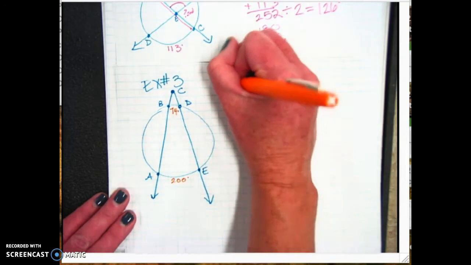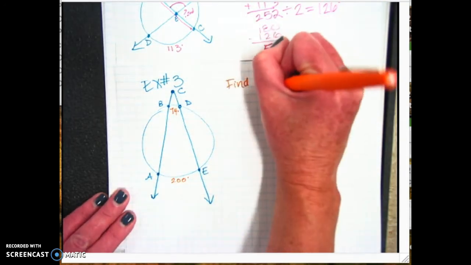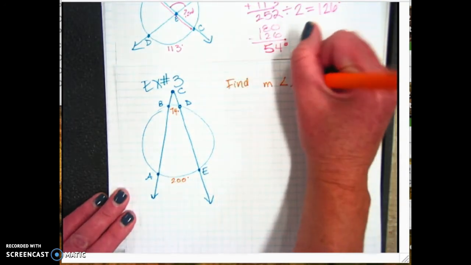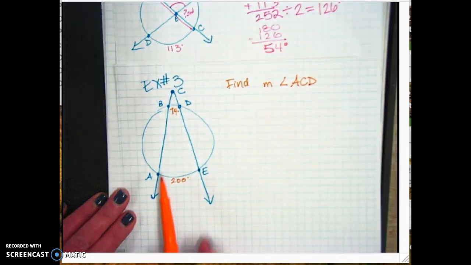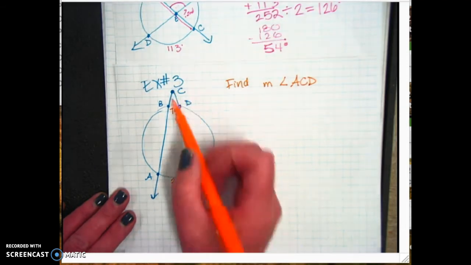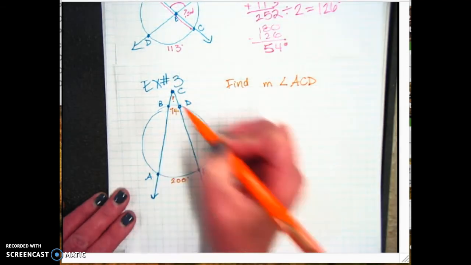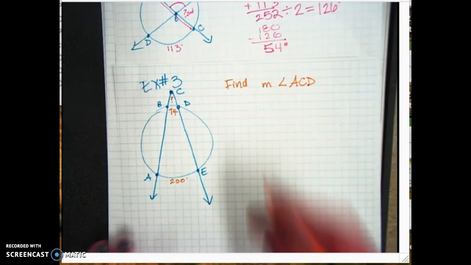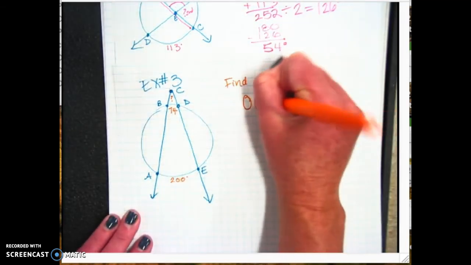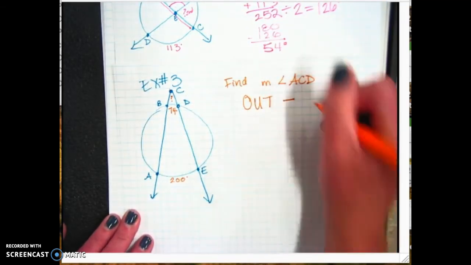I want you to find the measure of angle ACD. So if you tap out ACD, here's A, here's C, here's D. That's this angle right here. So put an X there, a question mark, or a little arc mark, whatever it takes. And then look at your three choices. Is the vertex on, in, or out? Out. So if it's out, then you want to subtract and then take 1/2.